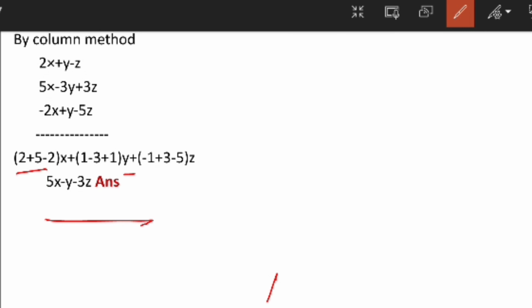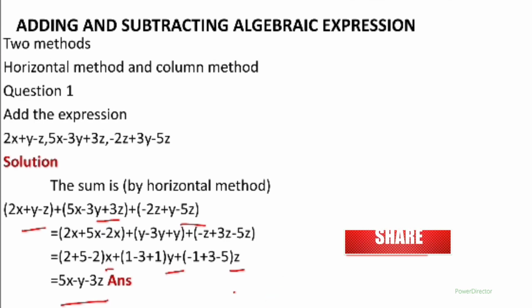Okay, children, I think you understand the column method and the horizontal method of adding algebraic expressions. And we'll meet in the next session.